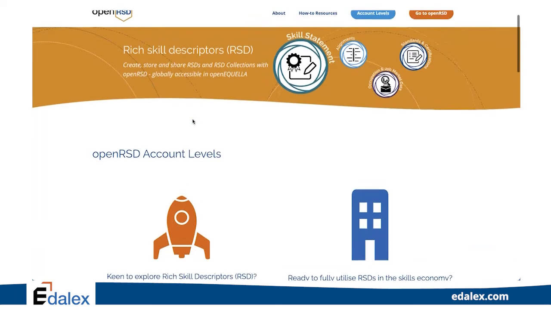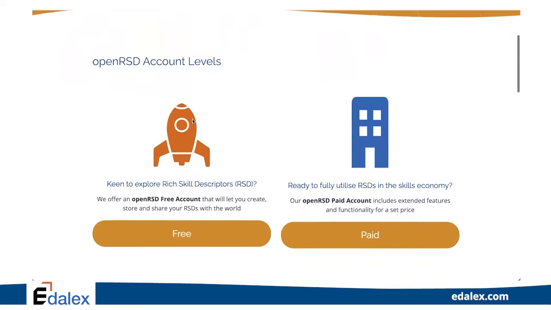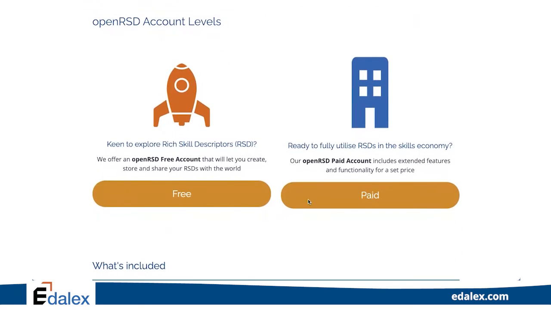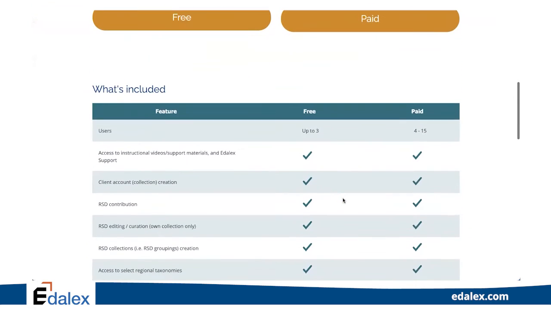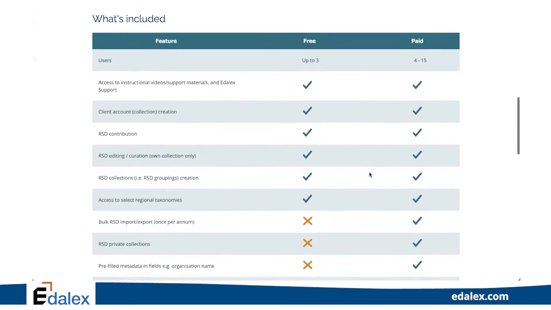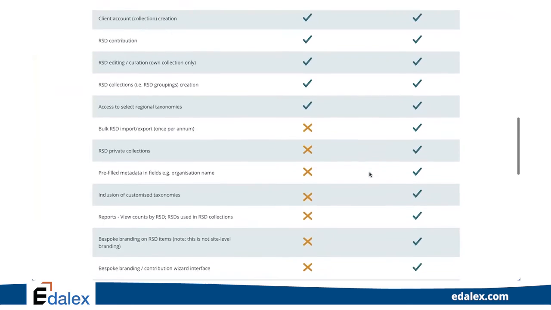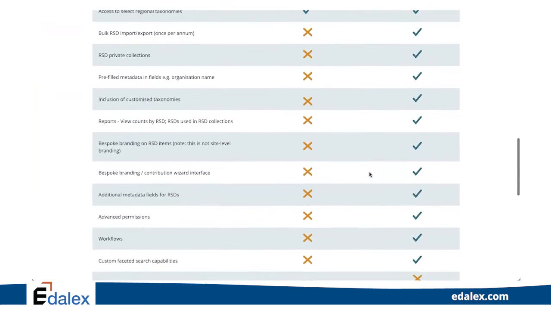On the account level page, you'll find some information regarding both the free and paid account and a table which displays what's included in each. You'll notice that the free account has up to 3 users and the paid account has 4 to 15. There are also ticks and crosses indicating what is and isn't included in each account type.